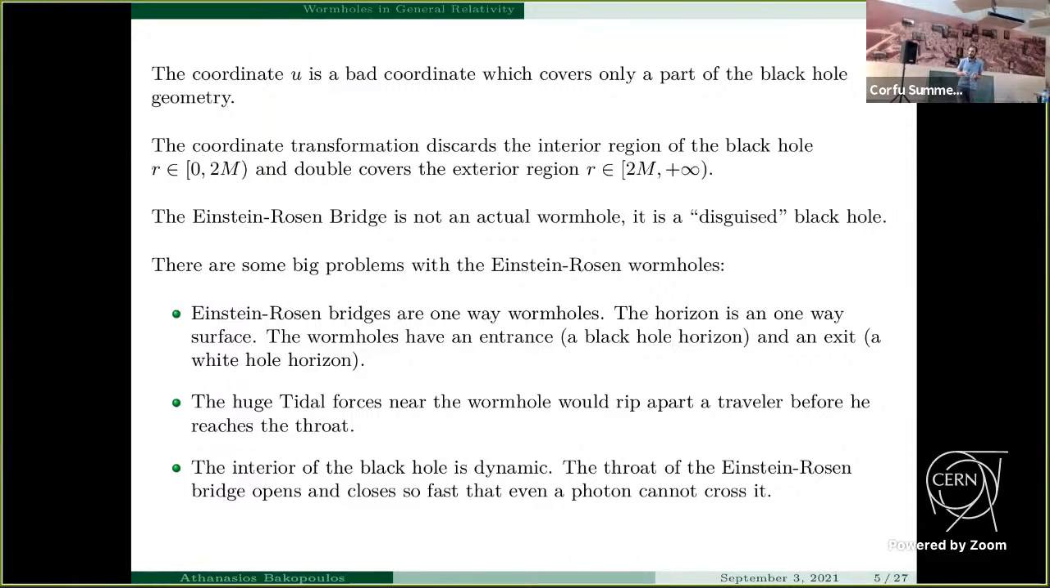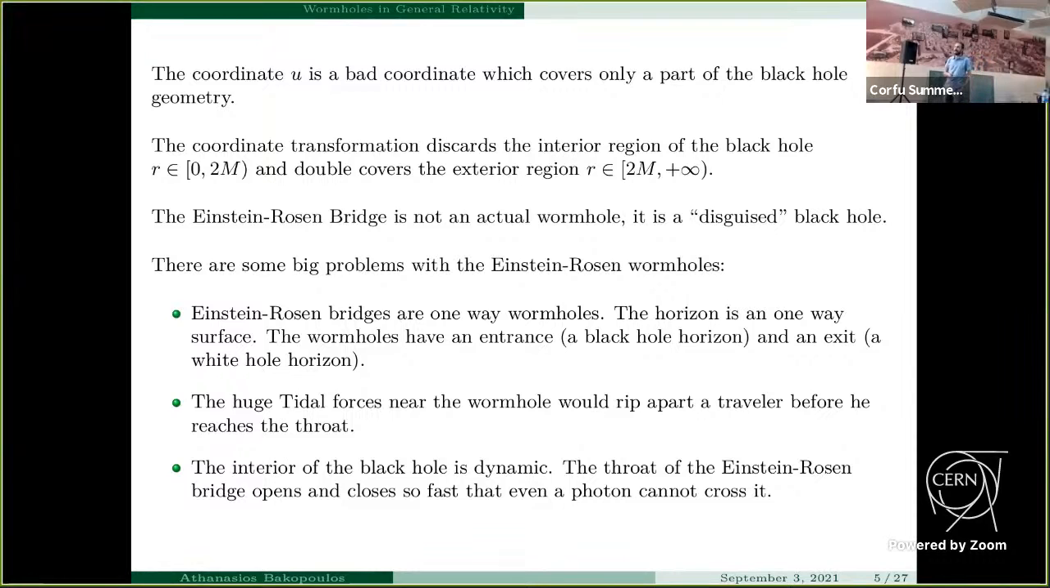Einstein-Rosen bridges are one-way wormholes. And this is because the horizon is a one-way surface. The wormholes have an entrance, a black hole horizon, and an exit, a white hole horizon. But we know that white holes are unnatural and unstable objects that do not exist in our universe. So these wormholes have an entrance and no exit. And a particle that crosses the throat or the horizon is trapped inside the black hole.